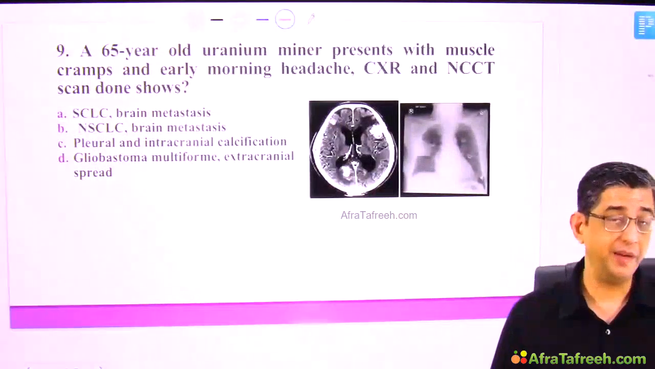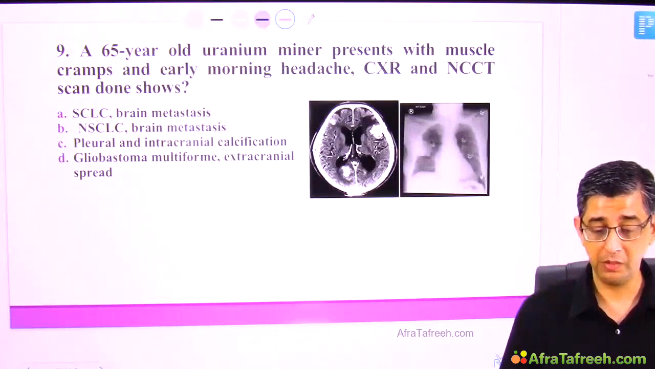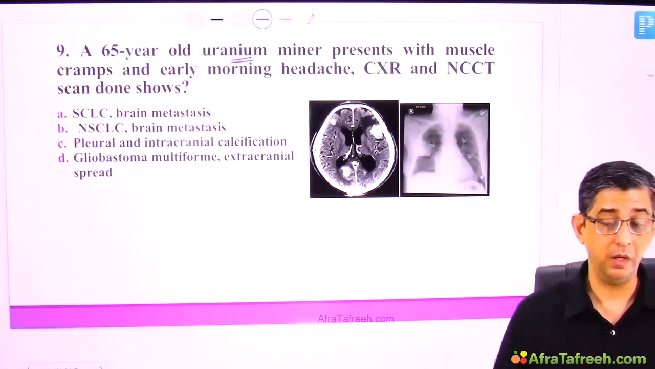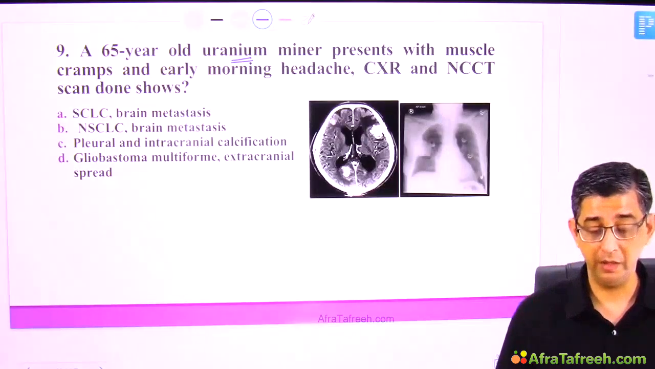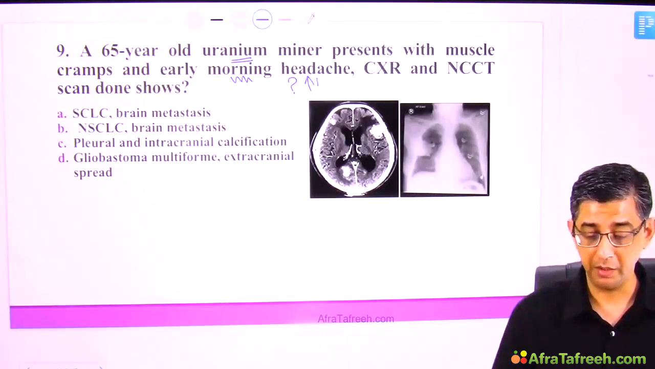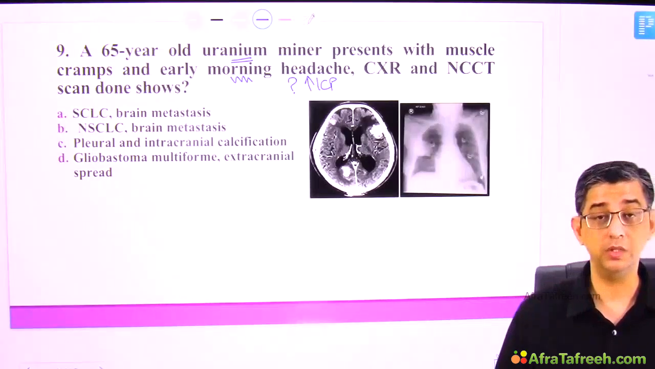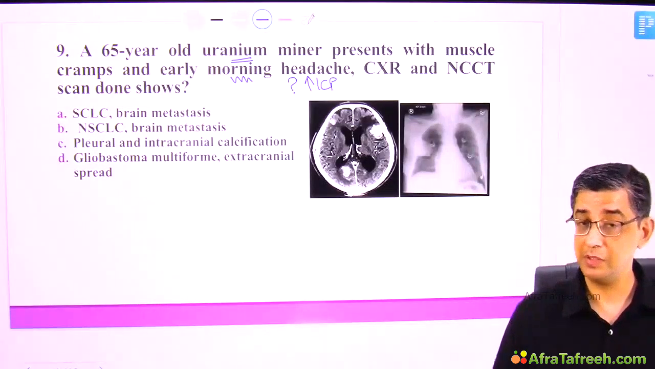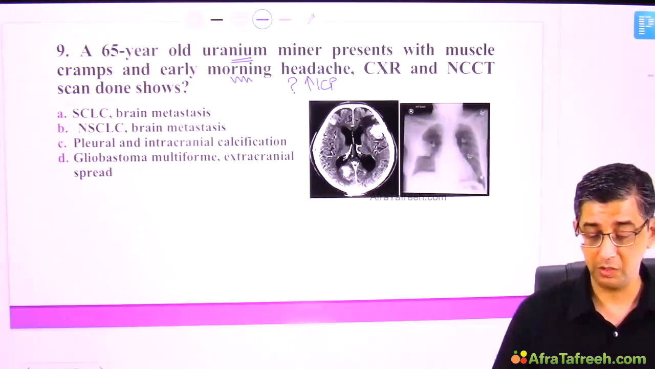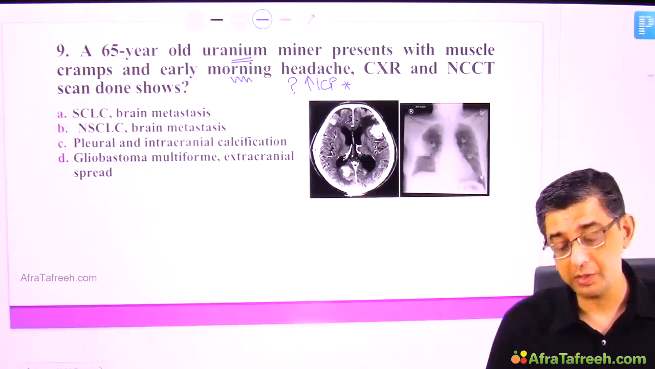The next question is a very interesting one. It talks about a 65-year-old uranium miner, so we are definitely talking about some radioactivity exposure. He has muscle cramps and early morning headache. Early morning headache in a question usually points to the possibility of increased intracranial pressure, and he has been given both an X-ray and a CT chest. So the correlation is that there must be something in the chest that could have gone into the brain, because he has raised ICP, so I suspect increased intracranial pressure.